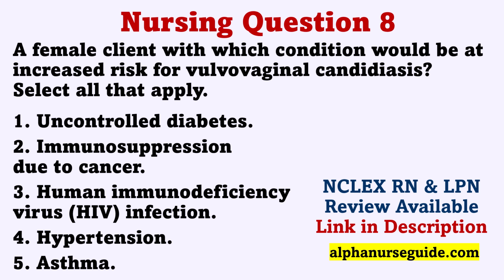The correct answers are 1. Uncontrolled diabetes, 2. Immunosuppression due to cancer, and 3. Human immunodeficiency virus infection. Women with underlying medical conditions, such as uncontrolled diabetes and HIV infection or cancer-causing immunosuppression, correlate with an increasing severity of candidiasis. Hypertension and asthma are not related to immunosuppression or complicated candidiasis.